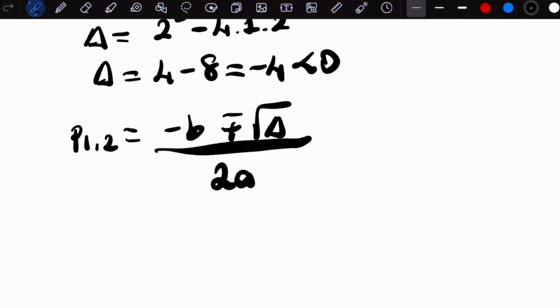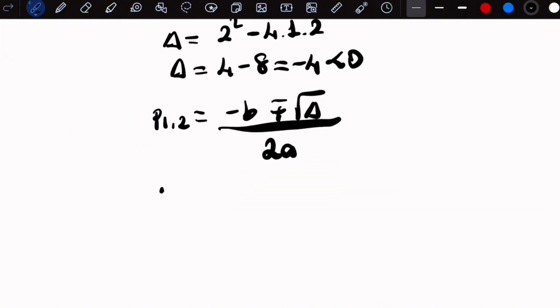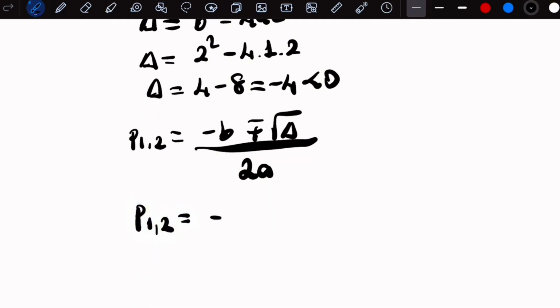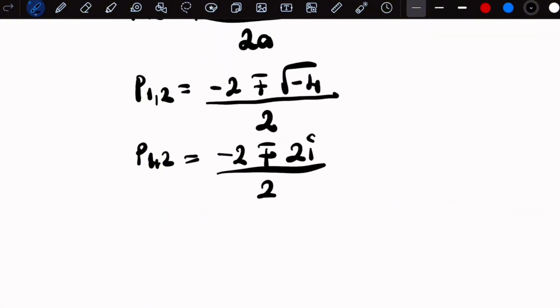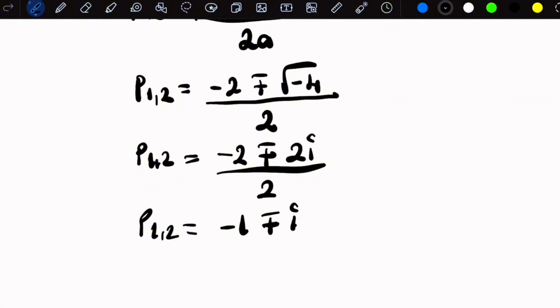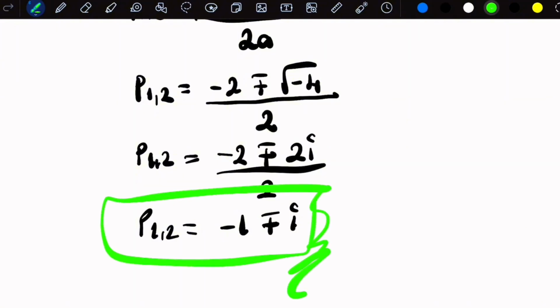What could we do? We could express it. In this case, if I put them in place immediately, b is 2, so minus 2 plus minus the root of minus 4, divided by 2 times 1. If we continue a little more, p1,2 equals minus 2 plus minus 2i, divided by 2. If we simplify it with 2, p1,2 equals minus 1 plus minus i. Yes, this is our first answer. Now let's find the roots of the other equation.